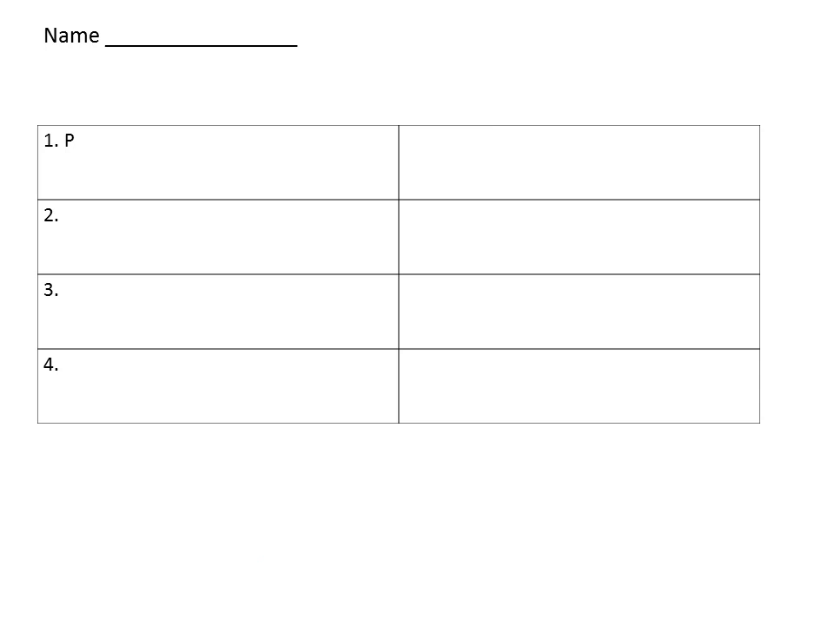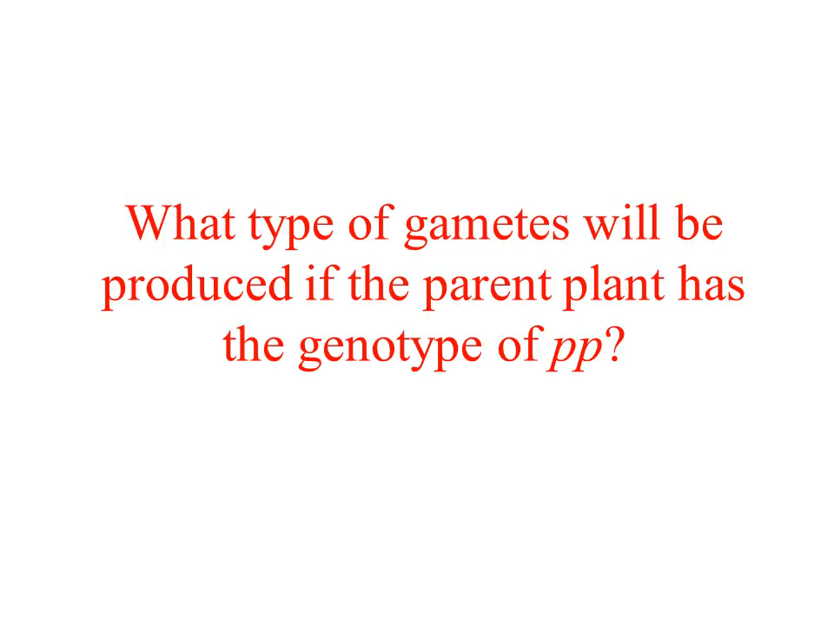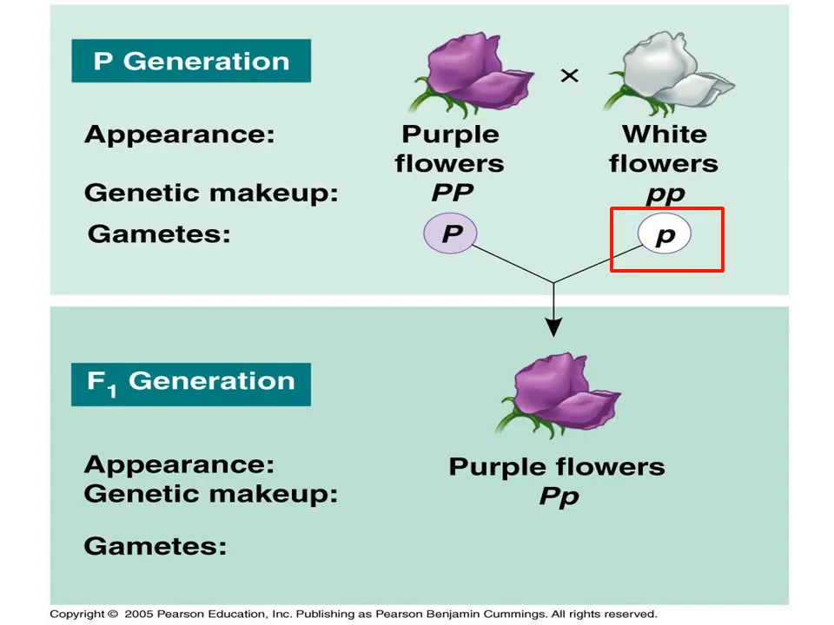If I ask you on a test that question, what will be the gamete that will be formed from big P, your answer would be just 1 big P. Here's the second question. What type of gametes will be produced if the parent plant has the genotype of little p? Same concept. This is another true breeding plant.